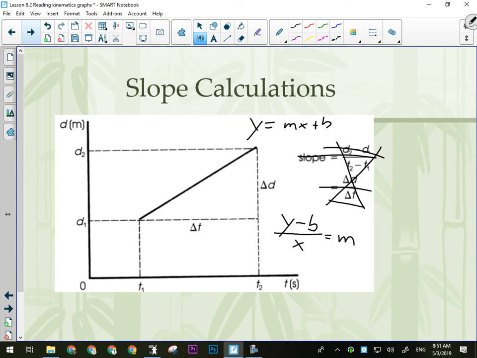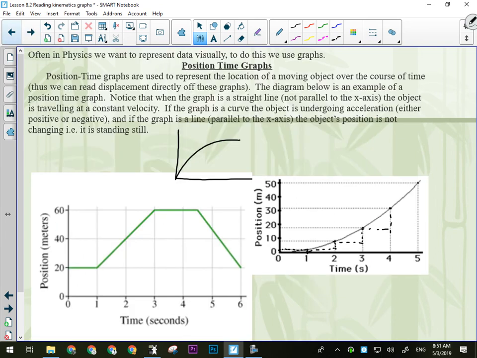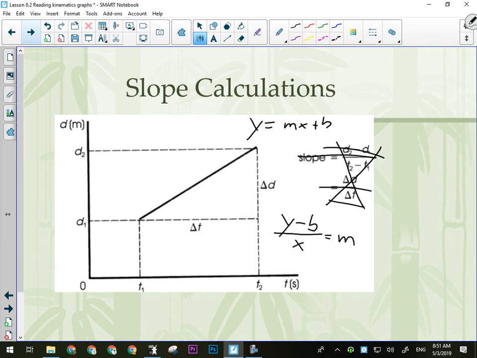Now, what does the slope of this line on a position versus time graph represent? It represents velocity. Here's why. On the last slide here, okay, I had written this formula that v equals final position minus initial position divided by time. Okay, does that setup look a lot like this one?